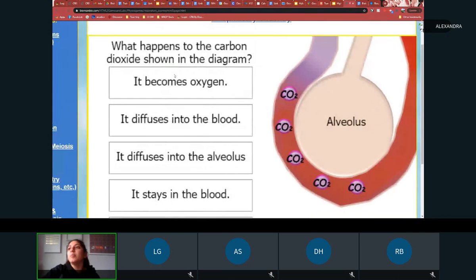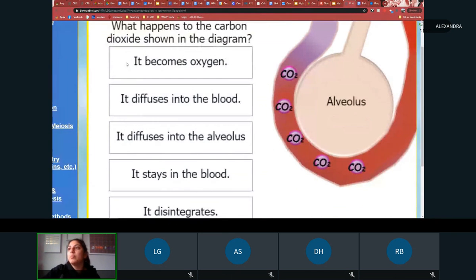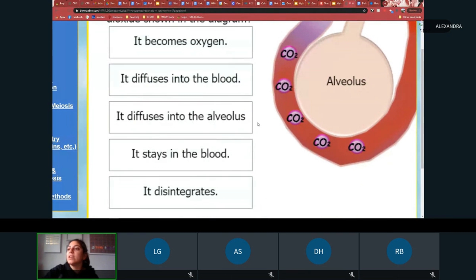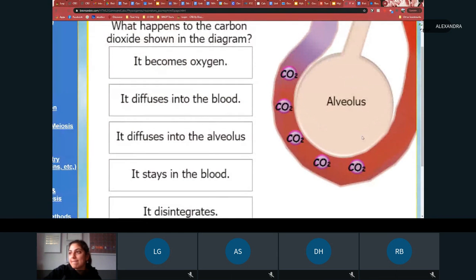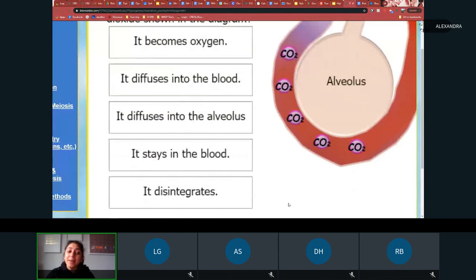What happens to the carbon dioxide shown in the diagram? So now we've got carbon dioxide, and is it going to become oxygen? Does it diffuse into the blood? Does it diffuse into the alveoli or alveolus? Or does it stay in the blood, or does it disintegrate? Which one? What's going to happen to the carbon dioxide? Now, I just gave you a hint. I just told you what carbon dioxide was, one of them, right? So, what is it going to be?